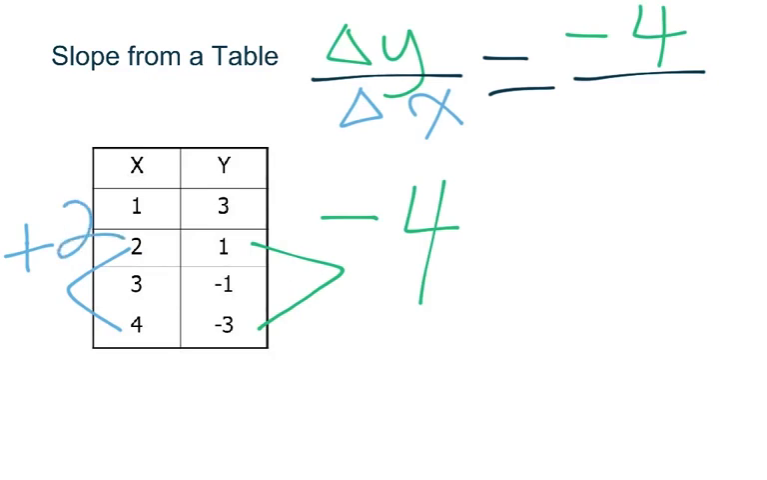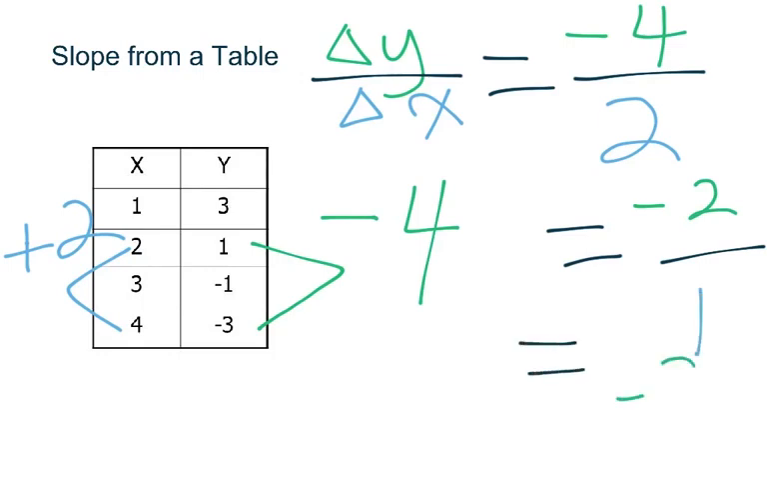So my change in Y is -4, but my change in X is +2, which simplifies to a -2 over 1, which ultimately equals a negative 2. So my slope for the line that this would make if I were to plot it is a negative 2.